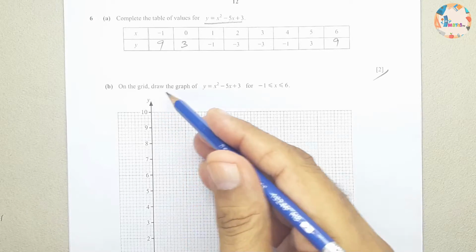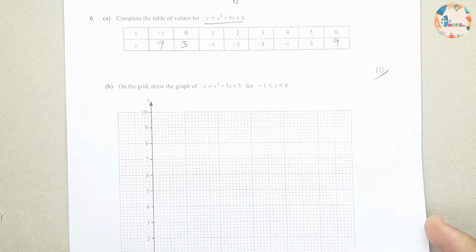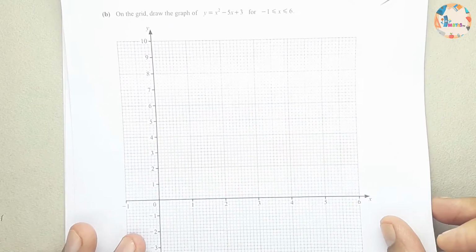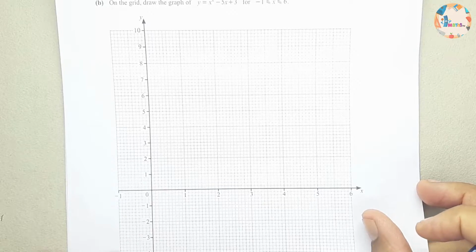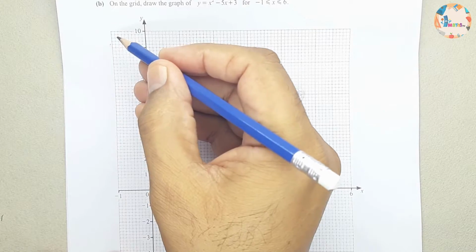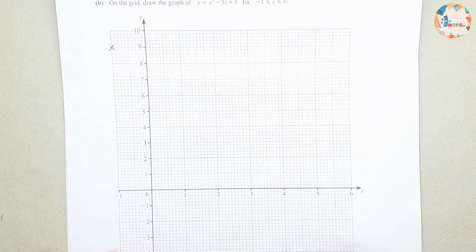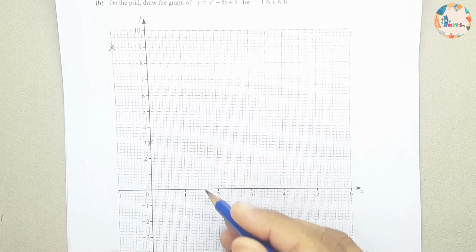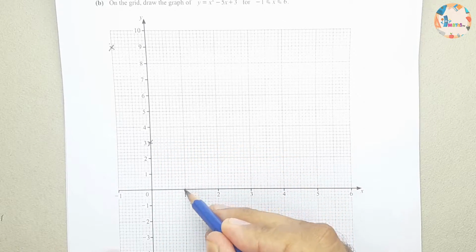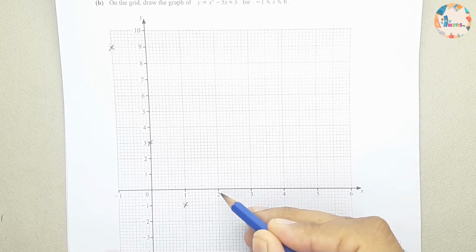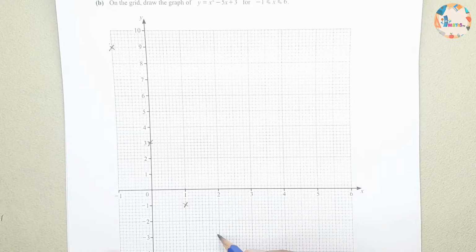On the grid, we'll have to show these points, minus 1 and 9. So I'll move the page a little so that you can see this. Minus 1 and 9 is this one. So if we indicate, this will be the indication. 0 and 3 will be this one on the y-axis, and 1 and minus 1 is this, and then comes 2 and minus 3, which will be this indication.